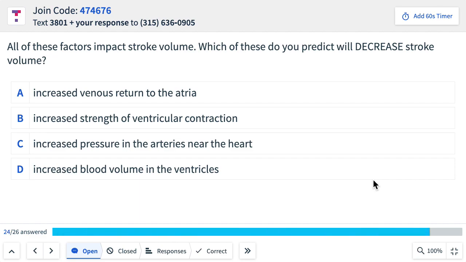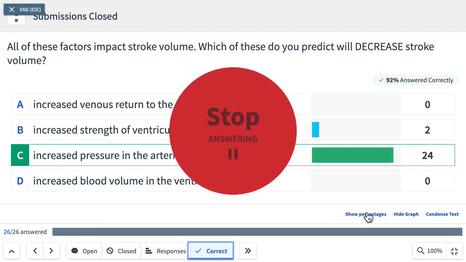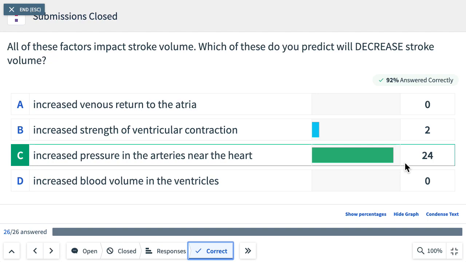Last 3 people. Go, go, go. 5, 4, 3. There we go. Okay, what's the answer? C. The answer is, oh, look at you. Almost all of you got it.